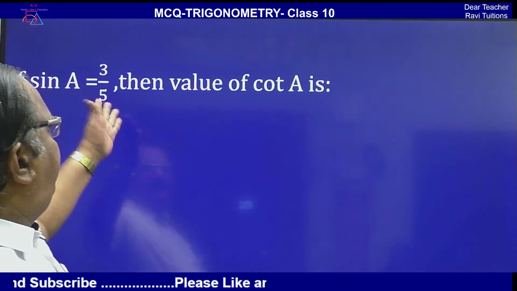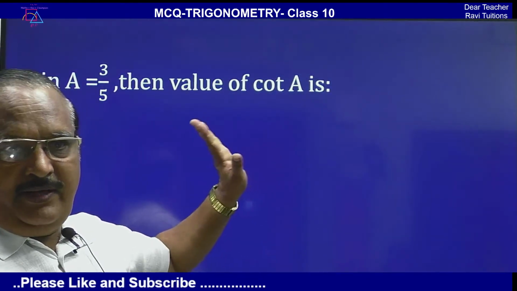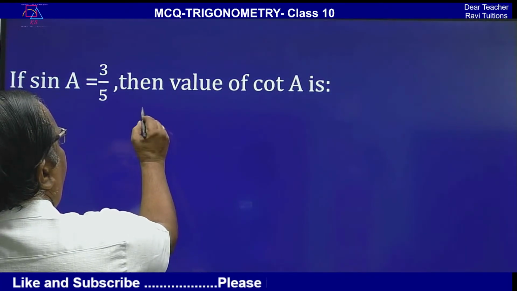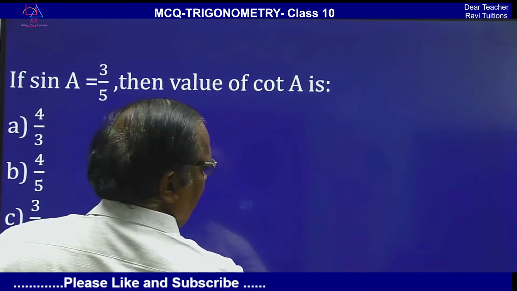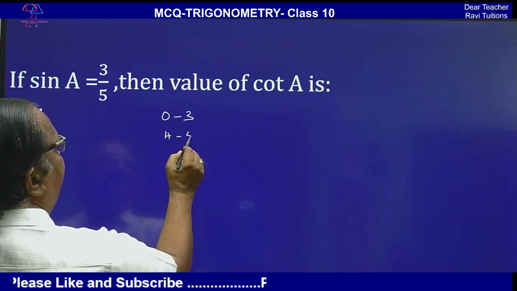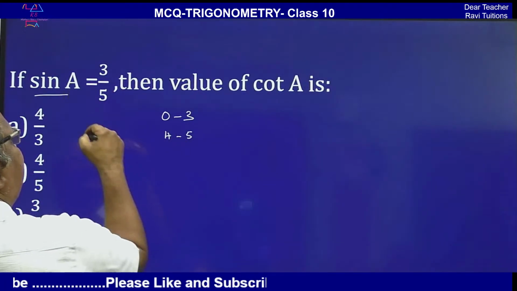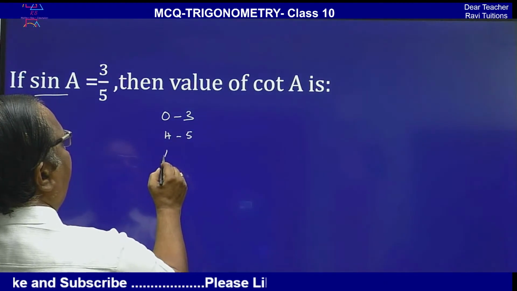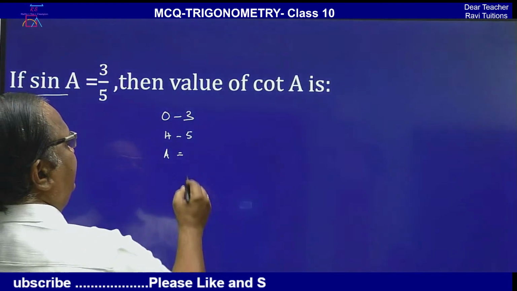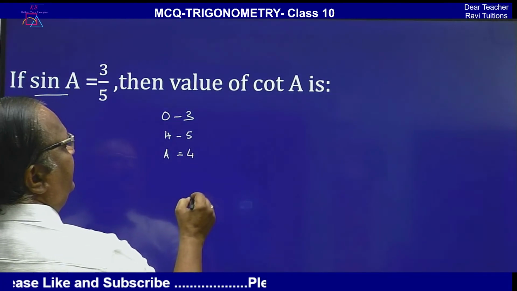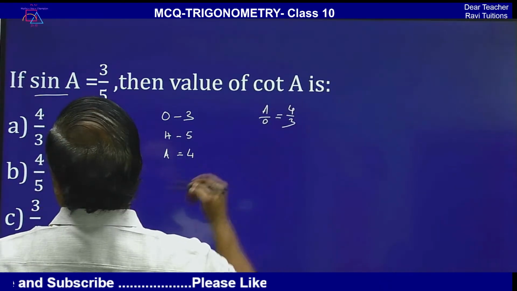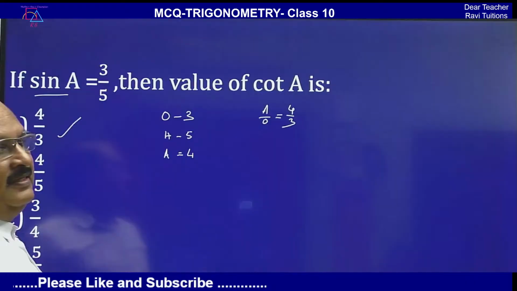Sin A is equal to 3 by 5. What is cot A? You can use the triangle: opposite side is equal to 3, hypotenuse is equal to 5, because sin A is opposite by hypotenuse. Now the adjacent side is the square root of 25 minus 9, which is 16, so root 16 is 4. Then cot A is equal to adjacent side by opposite side, so 4 by 3. 4 by 3 is the answer.